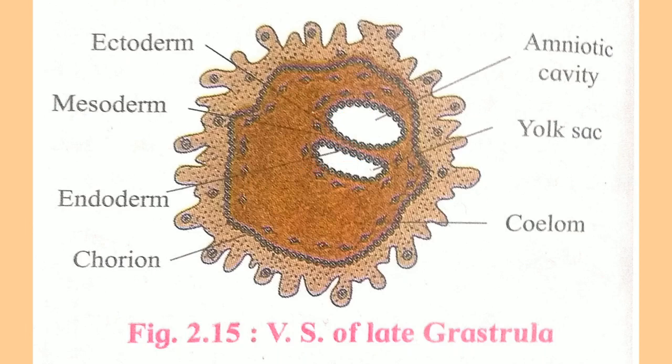These three germ layers, ectoderm, endoderm, and mesoderm, are formed during gastrulation, and after gastrulation the embryo enters the next phase, that is organogenesis. So within the gastrula three layers are formed, and these three layers are called germinal layers: endoderm, ectoderm, and mesoderm. From this endoderm, ectoderm, and mesoderm, different organs are formed during further embryonic growth.